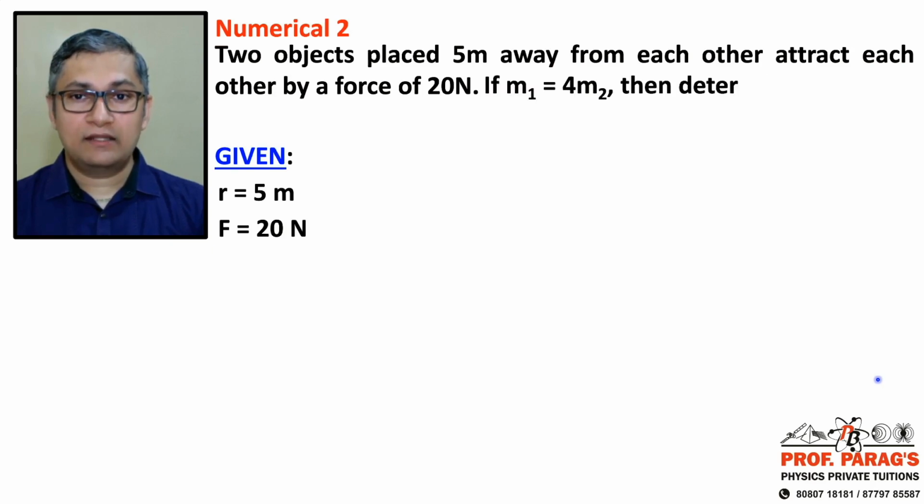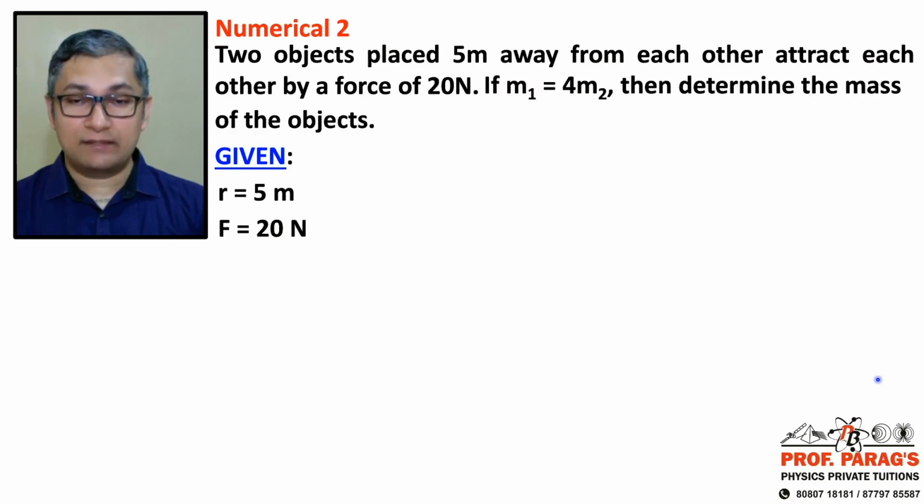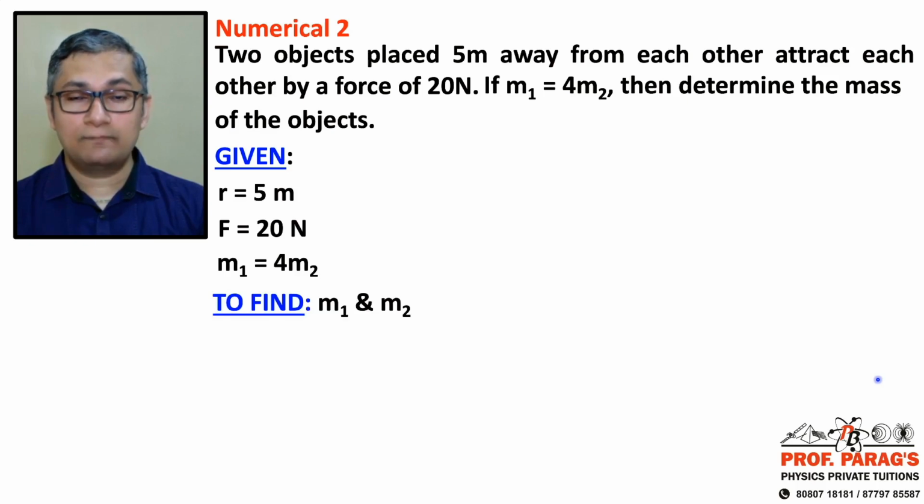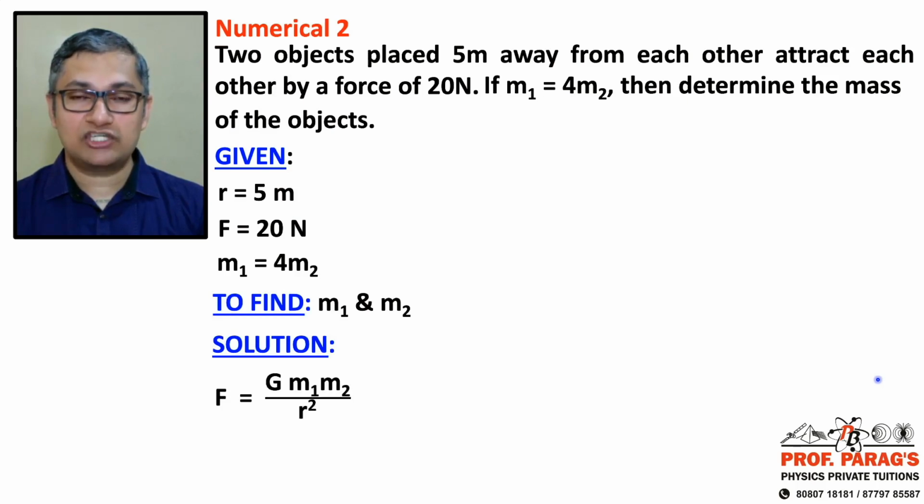Then they are saying M1 is 4 times M2. We have to determine the masses of the two objects, so M1 and M2 have to be found out. M1 is 4 M2, and we need the values of M1 and M2 both. So how do we do it? Again, we are just going to use Newton's law of gravitation. F is equal to G M1 M2. Let's use small letter m. We can use capital M too, it doesn't matter.